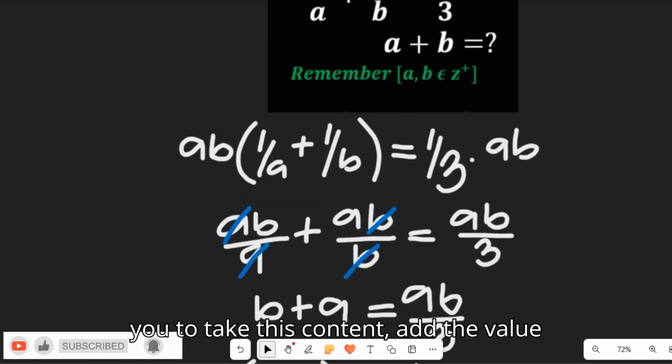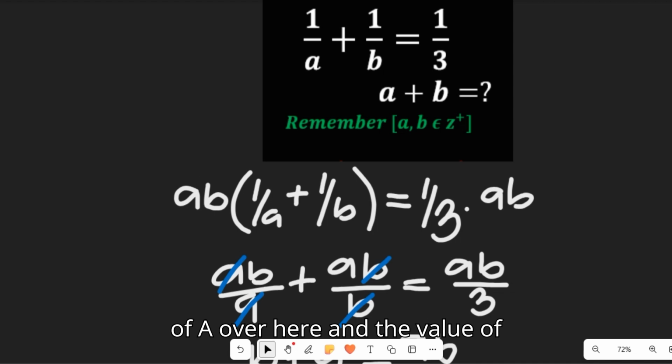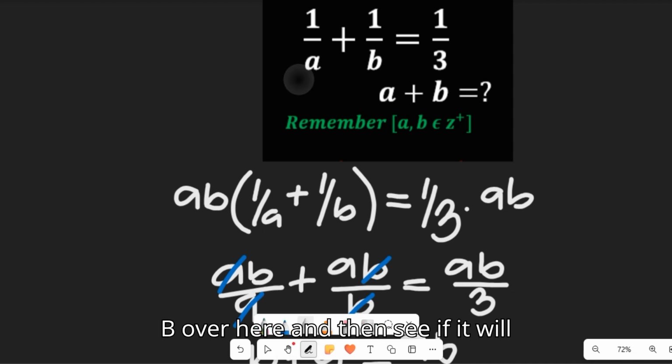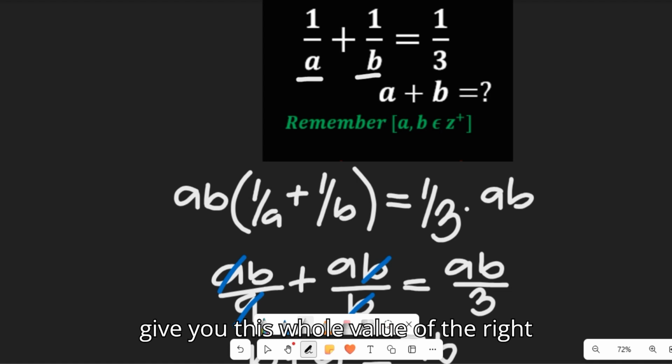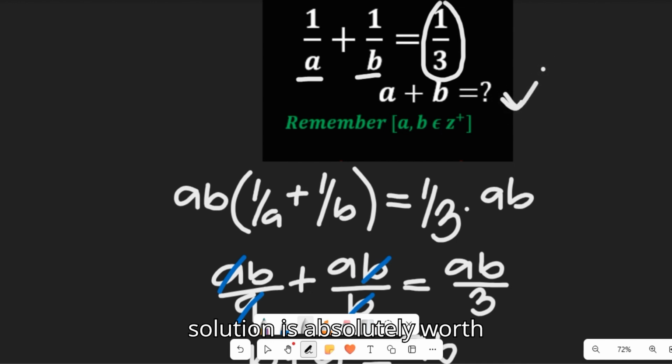Now I want you to take this content, add the value of a over here and the value of b over here, and then see if it will give you this whole value of the right hand side. If it does, that means our solution is absolutely what?